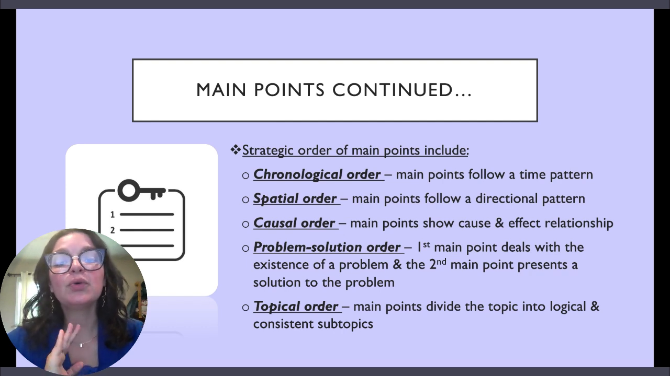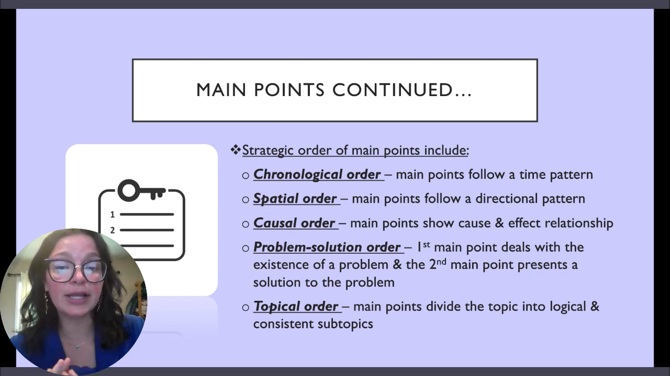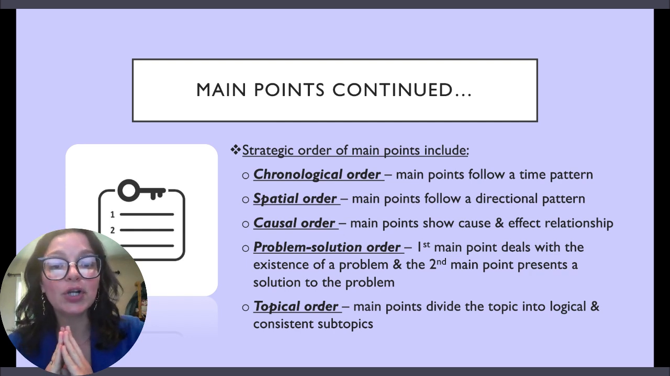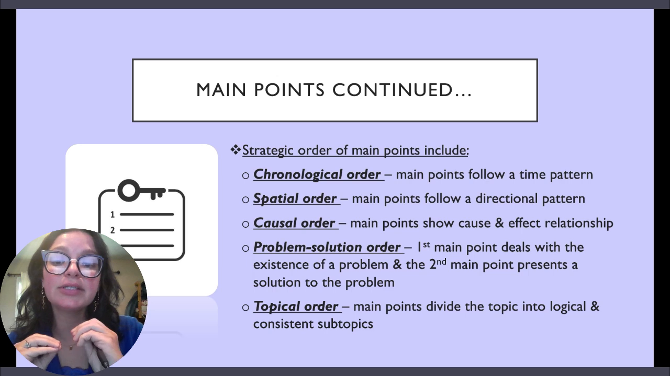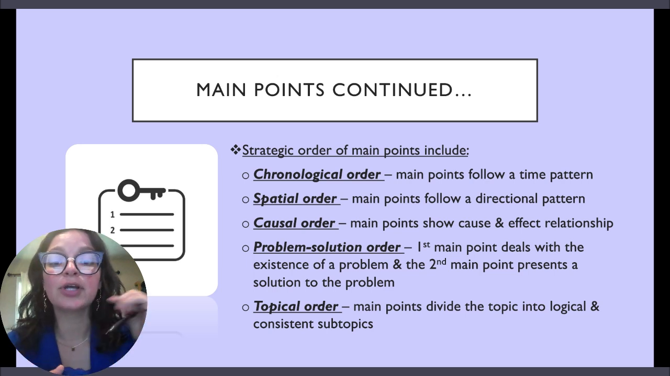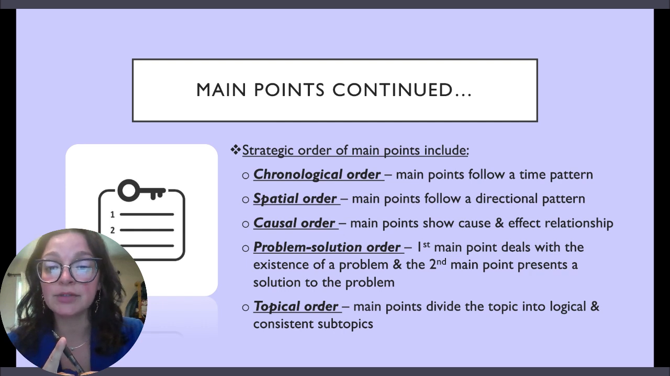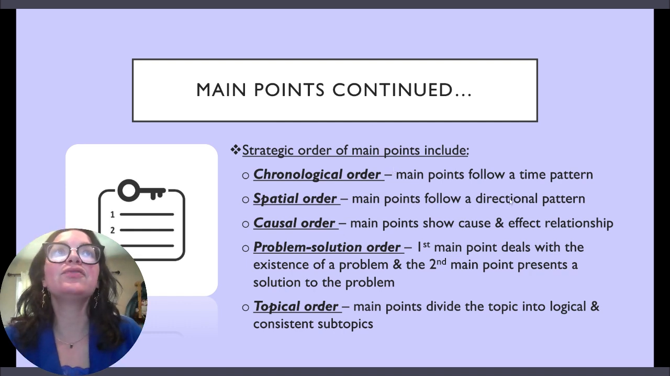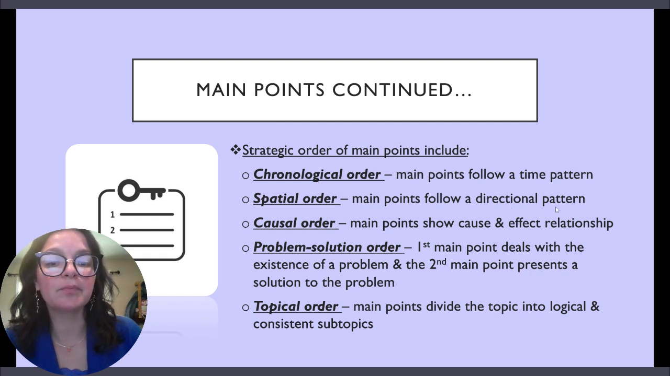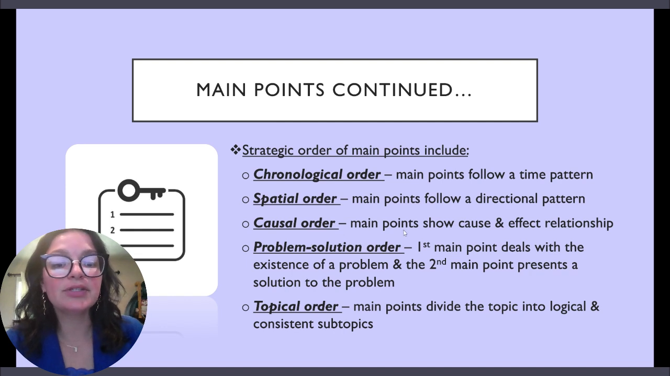All right. So next, we're staying on main points, but let's look at strategic order for main points. Okay, so we've already looked at some of these. We've incorporated these in some of our lectures, but we're going to build on it right now. Okay, so we have chronological order, points following a time pattern. Then this is a new one that we haven't looked at, spatial order. Okay, spatial order is main points following a directional pattern. Okay, directional pattern. Then we have causal order, main points showing a cause and effect relationship.